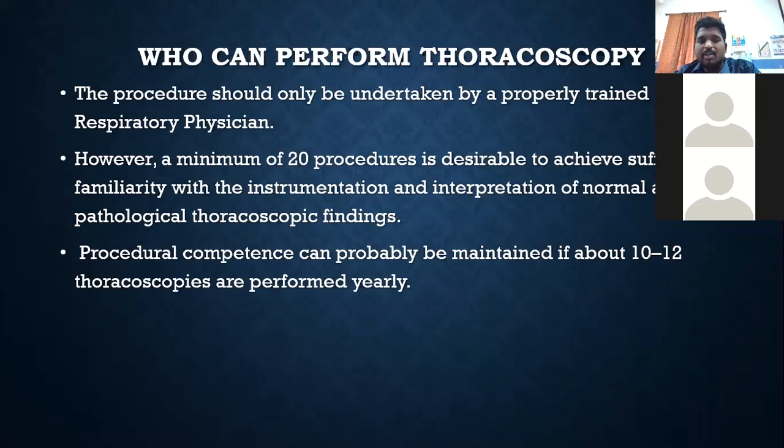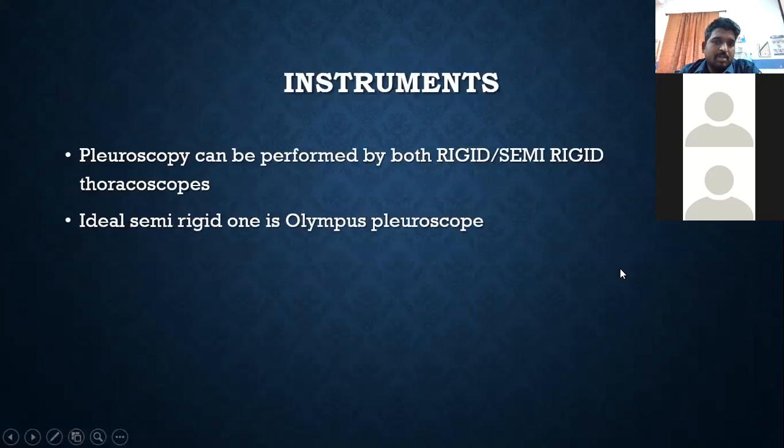I feel that only 2-3 procedures is enough, but you need to have a backup, at least from a trained person. Procedural competence can probably be maintained if about 10 to 12 thoracoscopies are performed. The European guidelines are very specific on this, because you need a continuous flow in your procedural technique. So at least 10 to 12 procedures have to be performed yearly to be competent enough. As I already told you, there are two instruments we can use, rigid and semi-rigid.